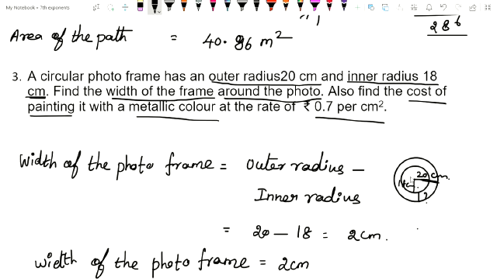Okay, children. Next, we need to find out the cost of the painting. Where are they doing the painting? In this path. Here they are doing the painting work. It represents the area of the path. So, we need to find out the area of the path. After that only we need to find the cost. How much area they are using we need to know. So first we need to find the area of the path.